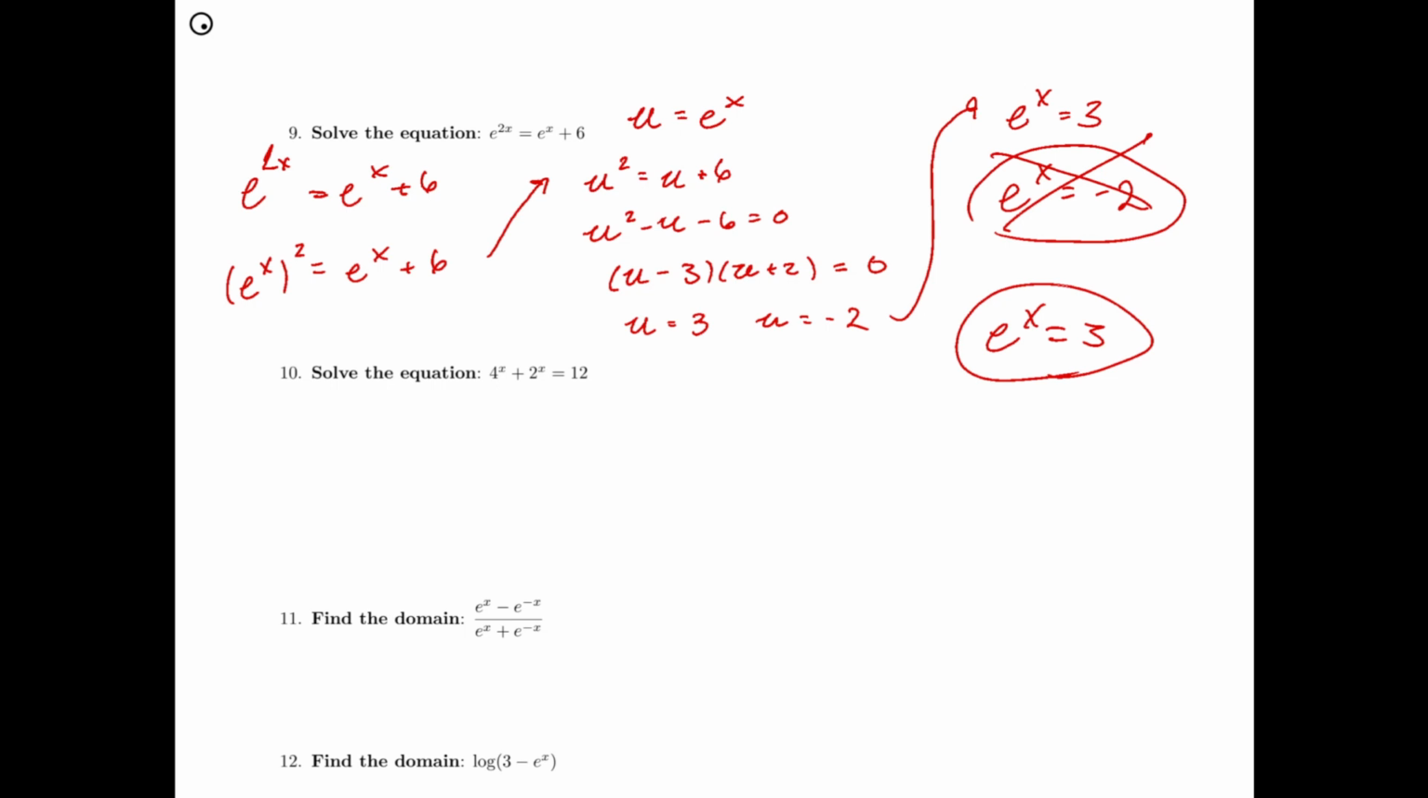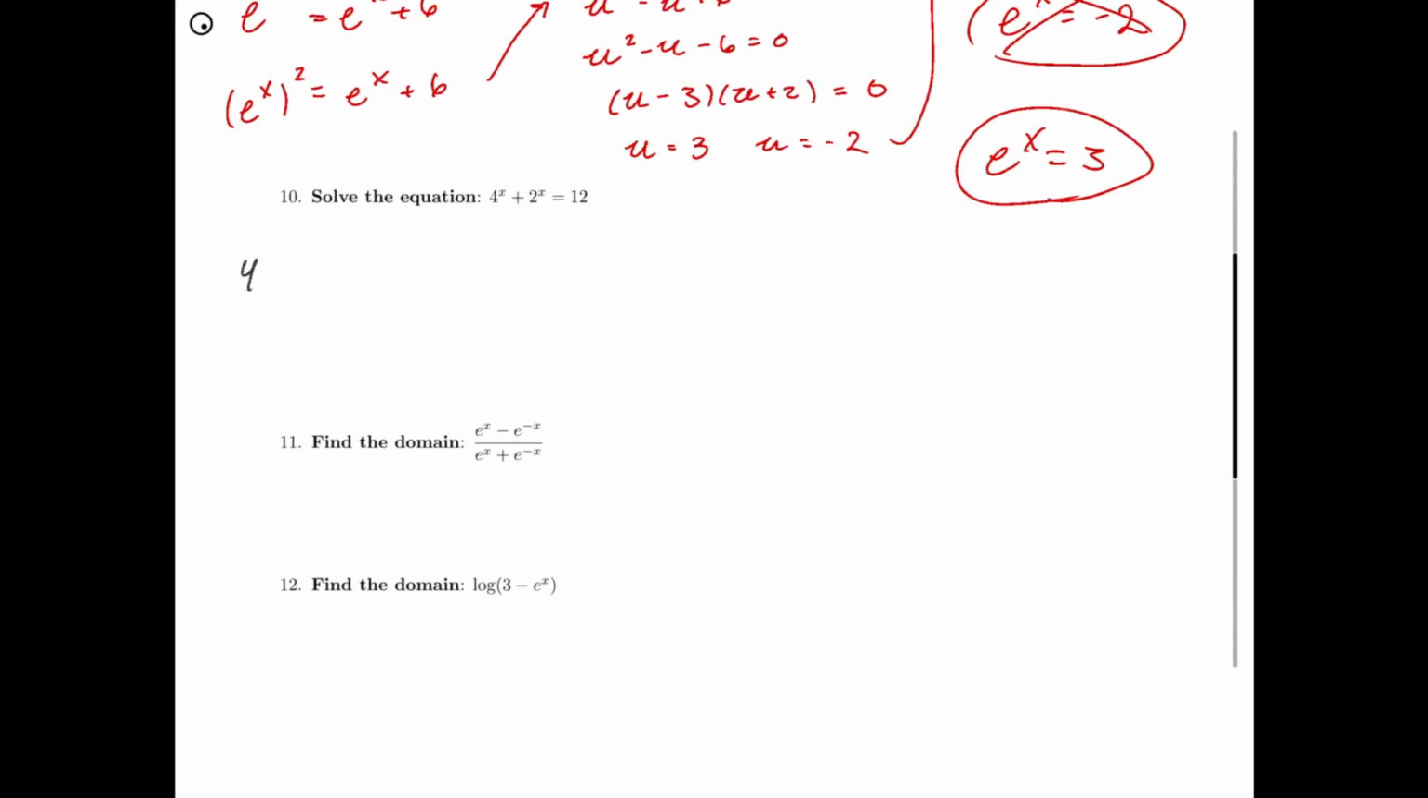This next question, if you want another shot at u substitution, it's also a really good example, so I recommend you pause and try. Again, same idea holds. I can notice that 4 is actually equal to 2 to the 2.